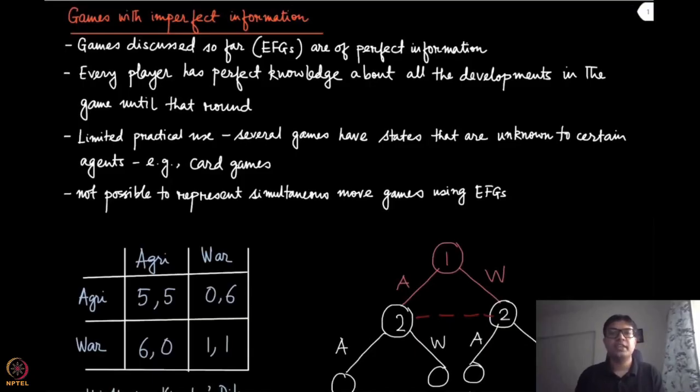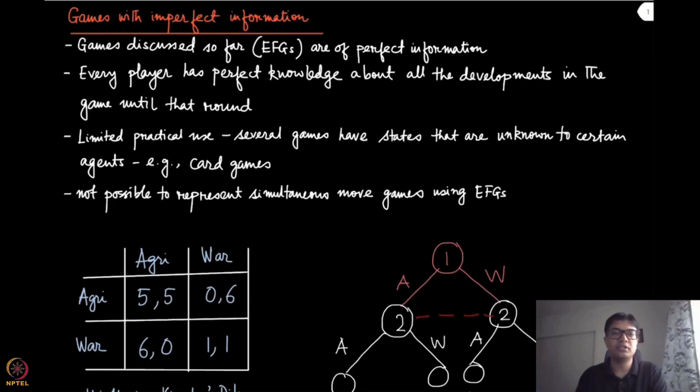We have discussed the games with perfect information so far, and perfect information means that every player has perfect knowledge about the developments in the game until that round. So it can see what the current state of the game is, what actions have been played by each of the other players, and so on. However, that has very limited practical use, as we discussed in the previous modules.